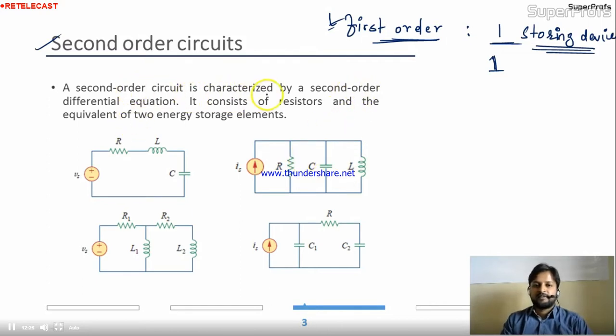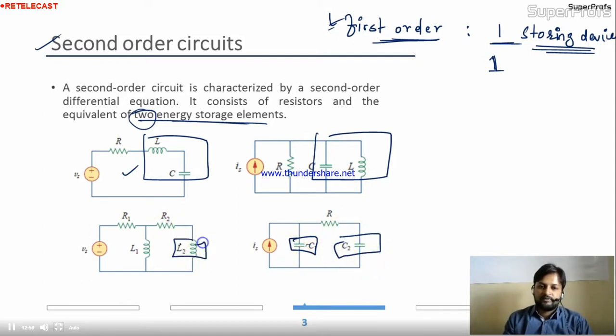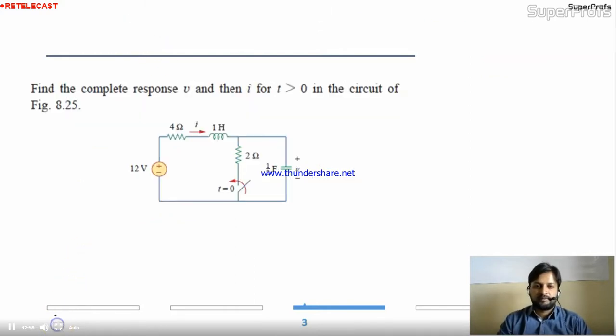A second order circuit is characterized by a second order differential equation. It consists of resistors and the equivalent of two energy storage elements. Remember, two. See, in this circuit, we are having two energy storing elements. And here also two energy storing elements. That's why the circuit is second order. So sometimes we get the questions from this portion also, right?